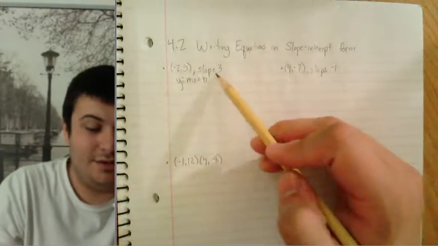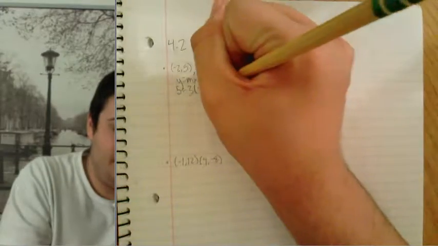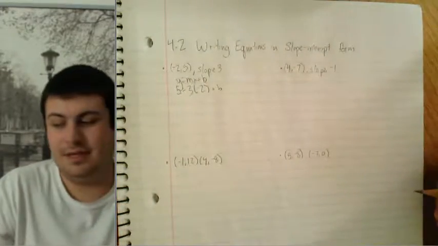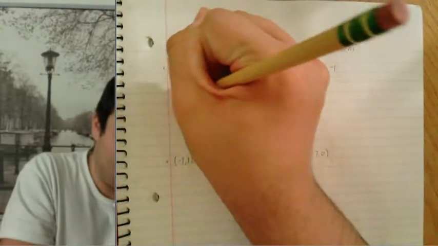I have an x, a y, and an m. So I'm going to say that 5 equals m, 3, times x, negative 2, plus b. And I'm going to solve for b. That's what I need. So I have 5 equals negative 6 plus b. So I add 6 to both sides, and I see that b is equal to 11.